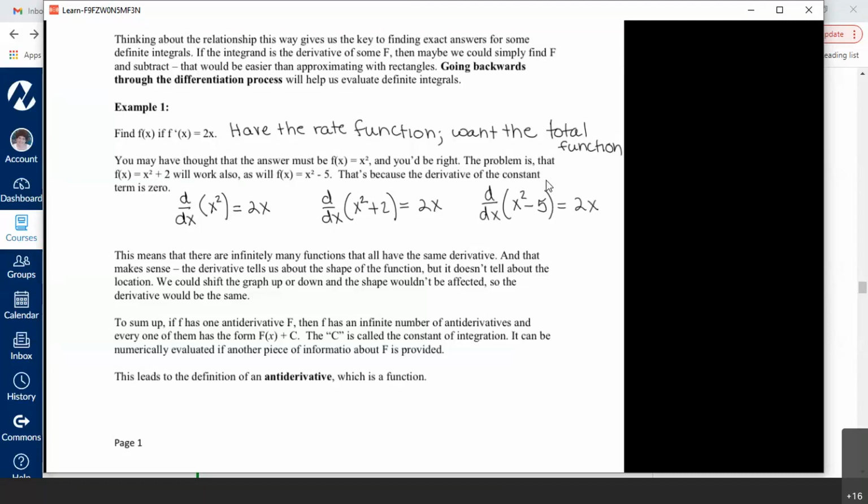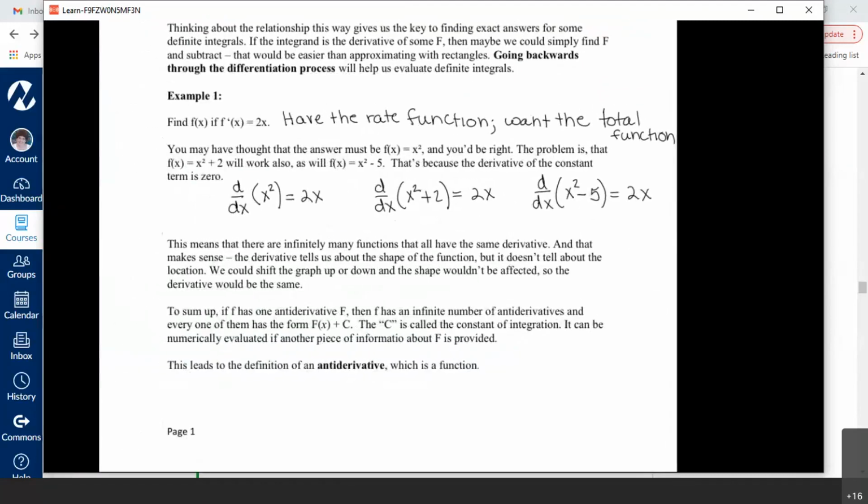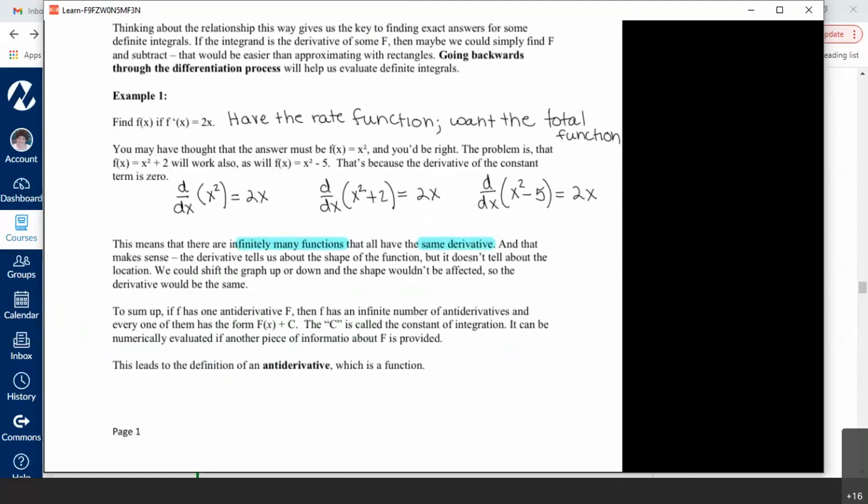So what does this mean? It means you've got infinitely many functions that all have the same derivative. My function f of x could be x squared. It could be x squared plus 2. It could be x squared minus 5. It could be x squared plus 150. And I have no way to tell unless you give me another piece of information. We'll talk about that in a minute.